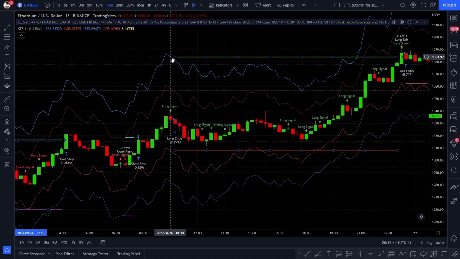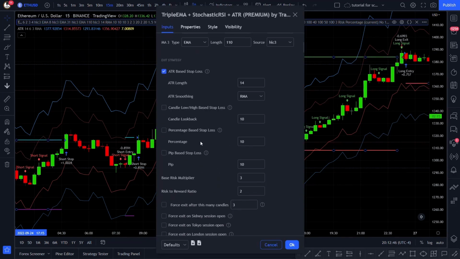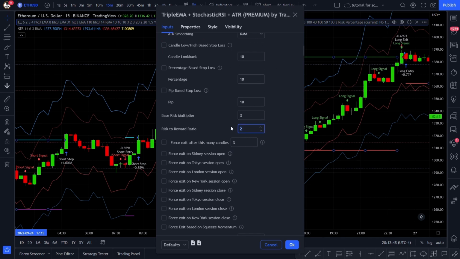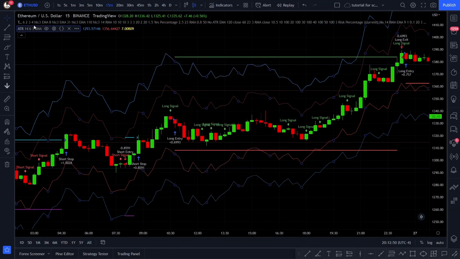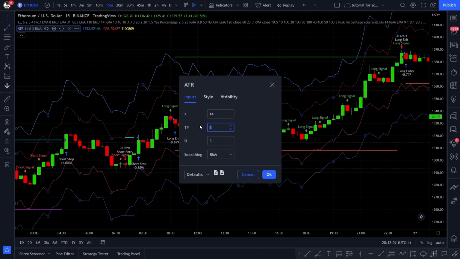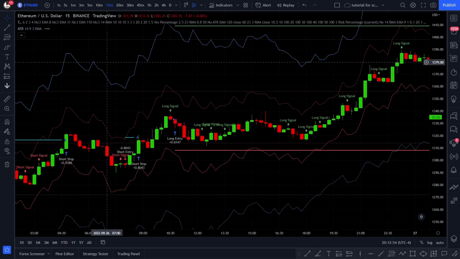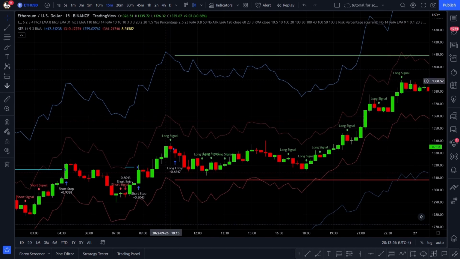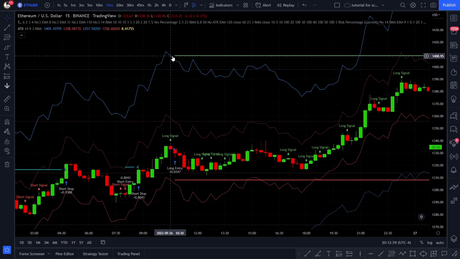If we go back to the script and change the risk to reward ratio to 3, then we have to set the NNFX ATR line's TP value to 9, as 3 times the base risk, which is 3, becomes 9. If you've done that correctly, looking at the chart you can see that the NNFX ATR's take profit line is perfectly aligned with the script's take profit level.